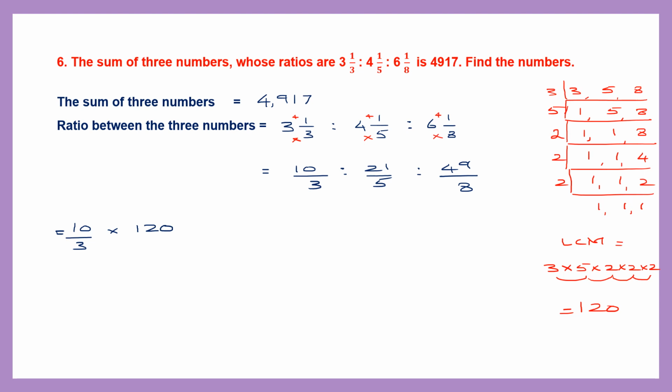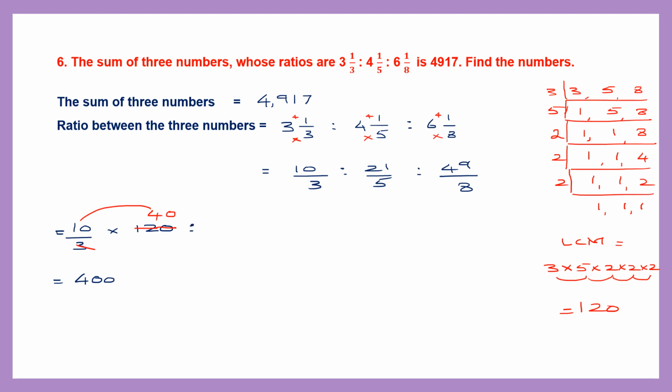Let's cancel. 3 fours are 12. So 3 into 40 is 120. Now multiply these. 1 into 4 is 4. Then we add the two zeros. So that is 400. So we've got 400 there.